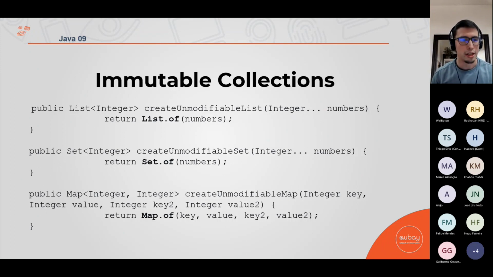We have this feature, immutable collections, using List.of, Set.of, or Map.of. This is useful, for example, if you're creating a test or you just want to return a value to the client. But be careful because it's an immutable collection. If you try to add or remove an element, you get an exception.